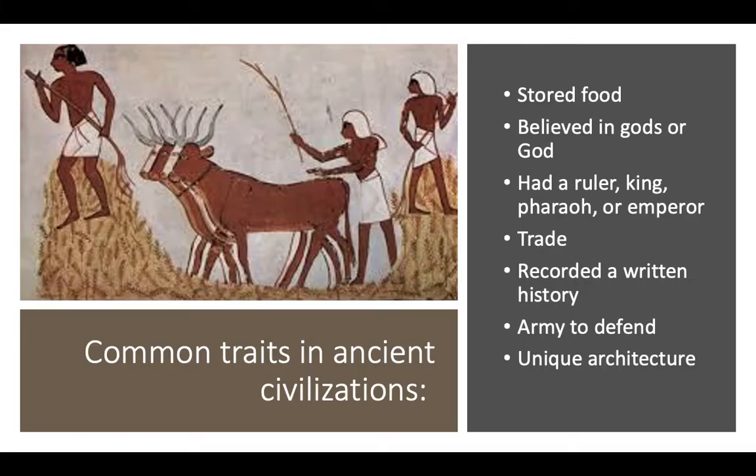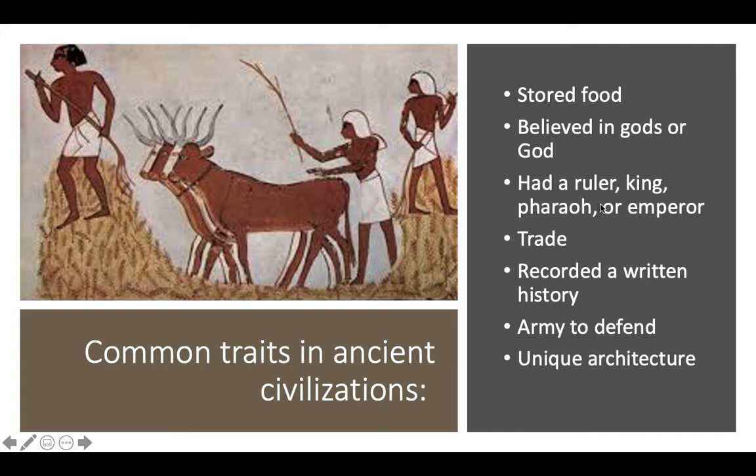So here are some common characteristics or common traits among all ancient civilizations. First of all, they all learned how to store their food. That was a big part of being able to survive a drought or a flood or whatever. So they learned how to store their food. They often had their own religions, and they believed in gods or God. And I made a little g god for all the gods that other cultures worshipped, and a big G God for the God of the Israelites, and that's who we believe in, the one true God, the living God.